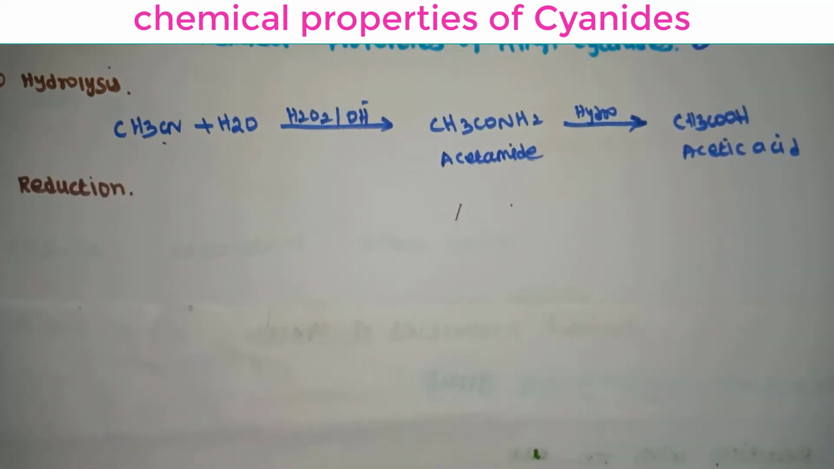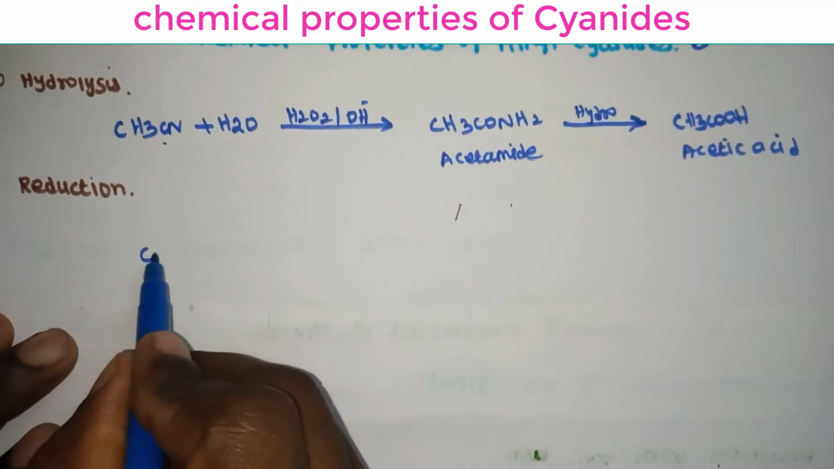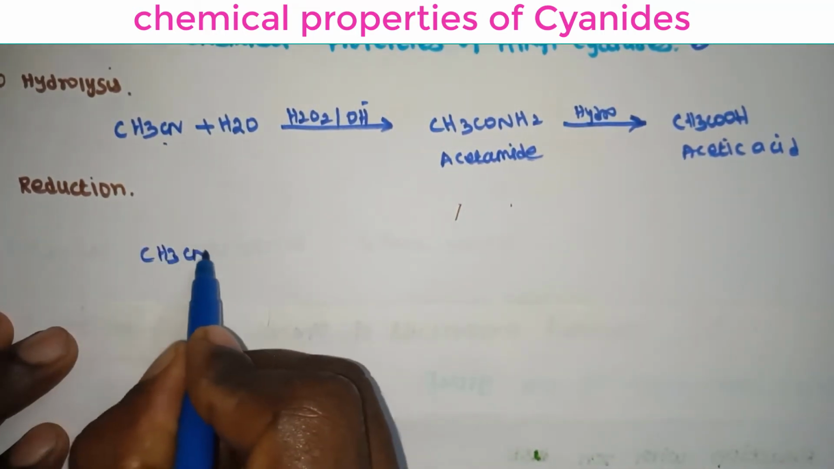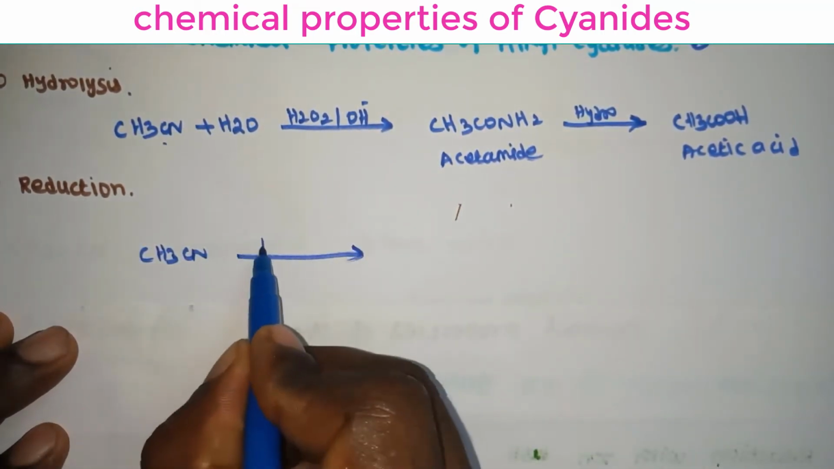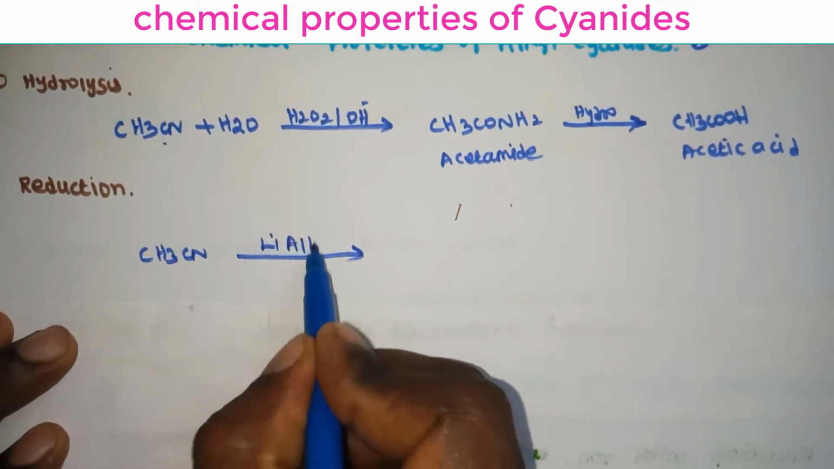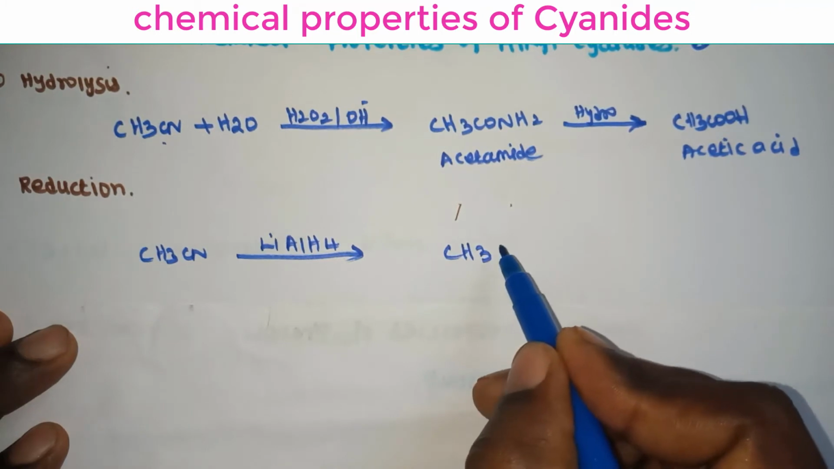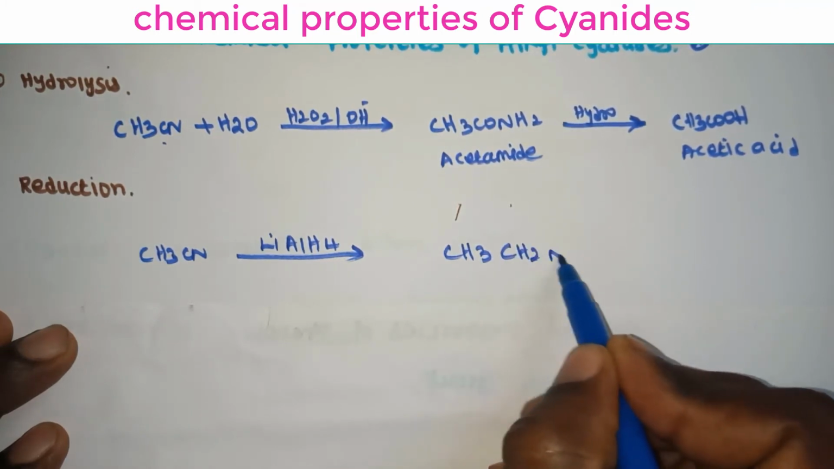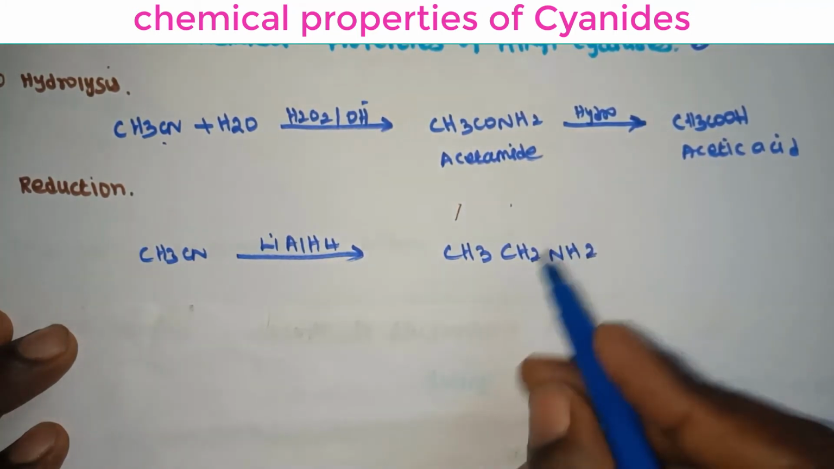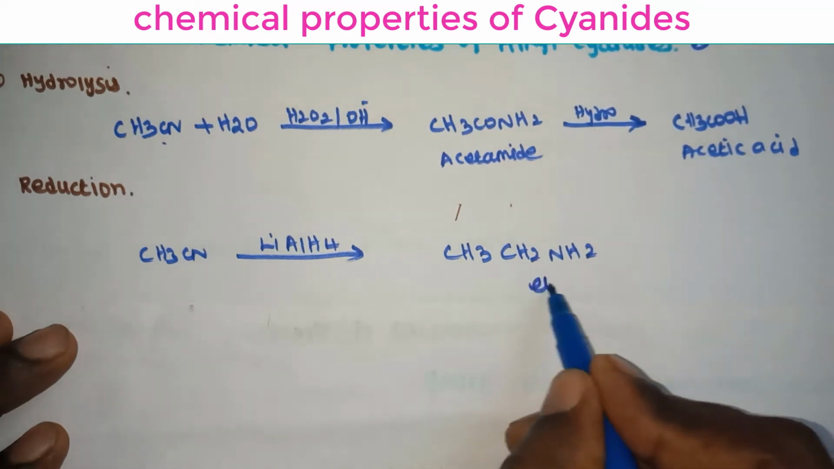Second reaction, reduction reaction. On reduction with lithium aluminum hydride or nickel and hydrogen, nitriles form primary amines. Example, CH3CN, methyl cyanide, is reduced with lithium aluminum hydride to form CH3CH2NH2. This is a primary amine. The name of this compound is ethyl amine.